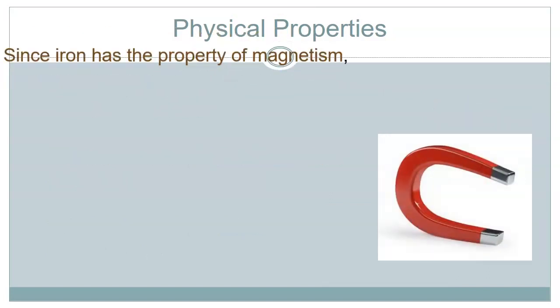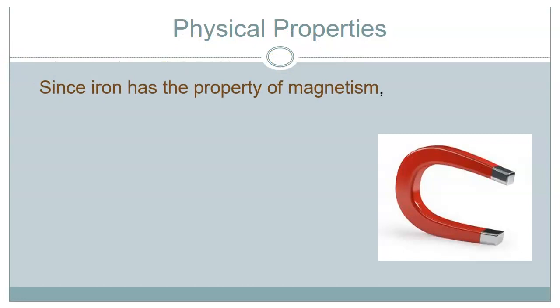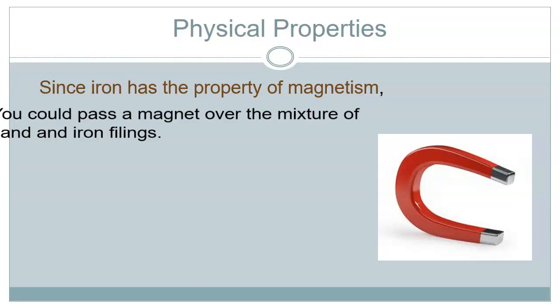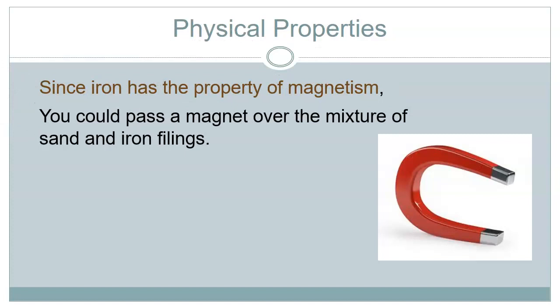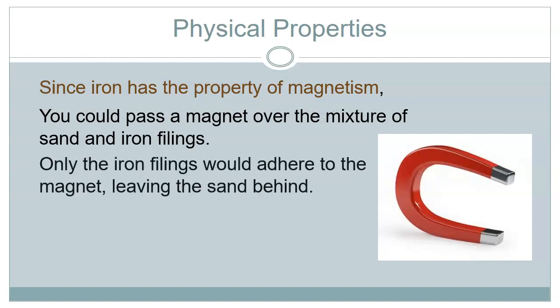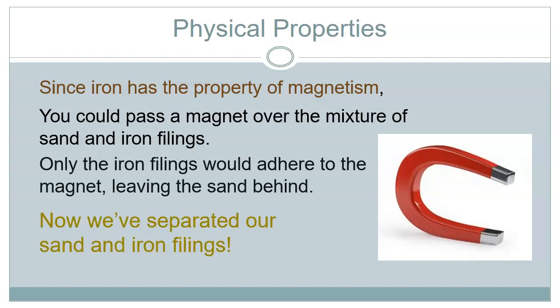So, since iron is magnetic, it has the property of magnetism, we could actually take a magnet and pass it over the sand and iron filings, maybe even get that magnet down into the sand and iron filings mixture. And of course, because sand is not magnetic and iron is, only the iron filings would actually stick to the magnet. The sand would get left behind. And now we have managed to separate the sand and the iron filings.